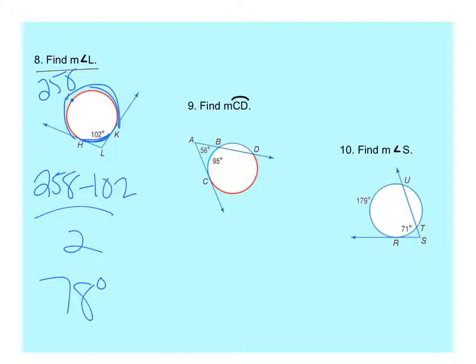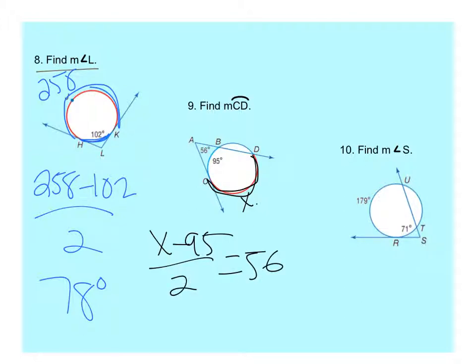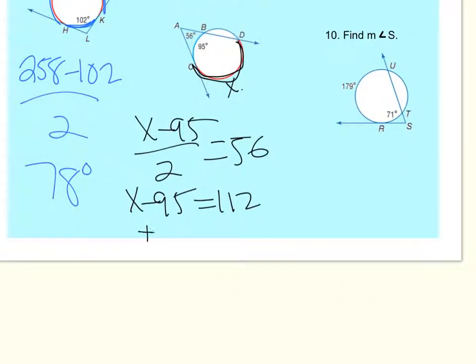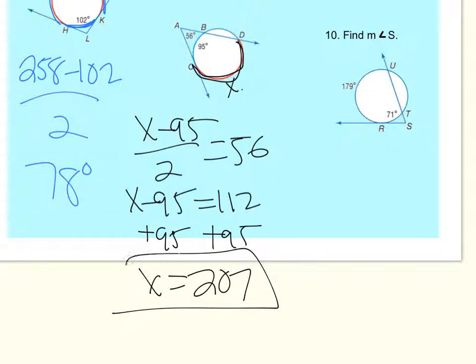Now, 9's a little tougher. Okay, 9 requires a little bit more work. Let's go black, this color. All right, so now you want to figure out how big this arc is. So I'm just going to call this x and go x minus 95 divided by 2 has got to equal 56. So big minus little divided by 2 equals the angle. So if I double this, add 95, I get 207. There's my answer.